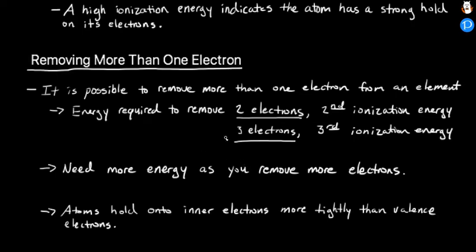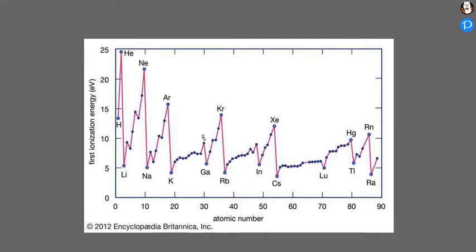So the first ionization energy is going to be the lowest one. If I want to remove a second one, it's going to be even higher. If I want to remove a third one, it's going to be even higher, and so on and so forth. And so there are some patterns that we see with that. Let's first look at this pattern right here.